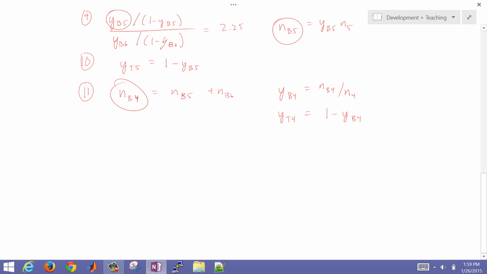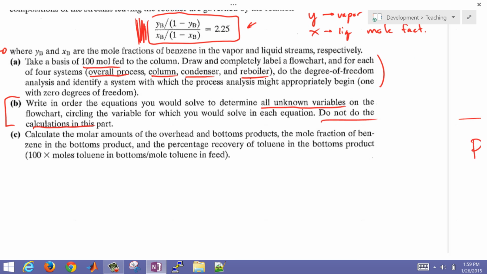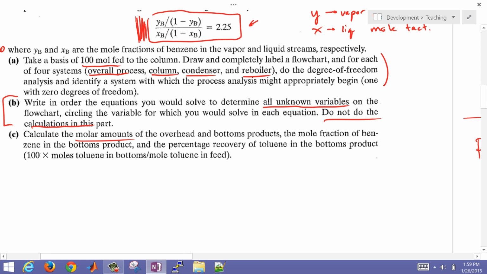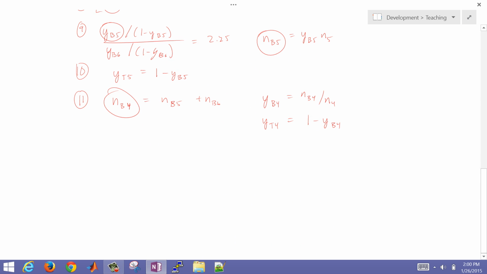For part C now, let's just go back up to part C. We want to go ahead and calculate the molar amounts of the overhead and bottoms product, the mole fraction of benzene in the bottom product, and the percentage recovery of toluene in the bottom product. Okay, so let's just go ahead and calculate those. We have all of our equations now. It's just plugging in the numbers and solving. Okay, so I have part C now. So let's go ahead and just calculate these.